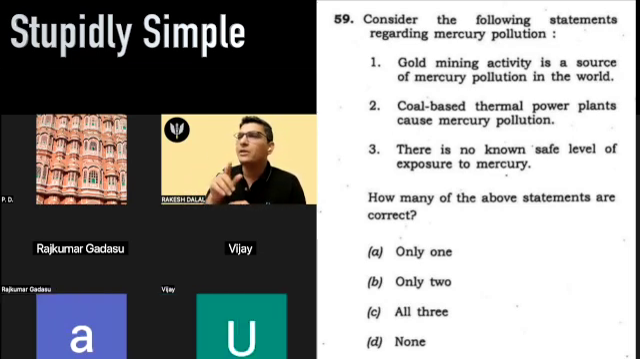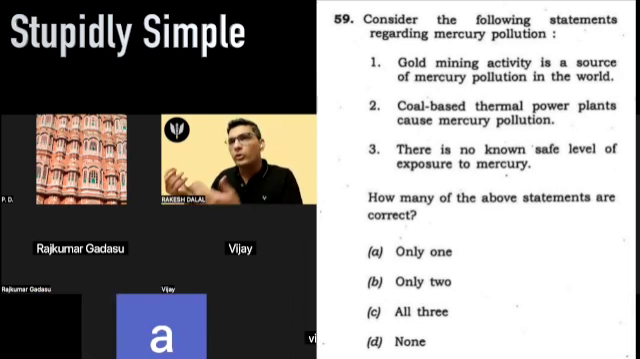Just like this statement, there is no known safe level. This should be true because we believe that there should be a safe level. Had it said there is a known safe level, then false, because that's stupidly simple. Give me a thumbs up if you all agree and understand this, especially the person who asked for the third statement.